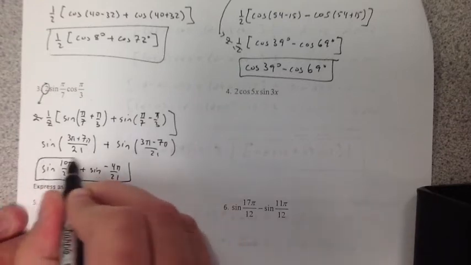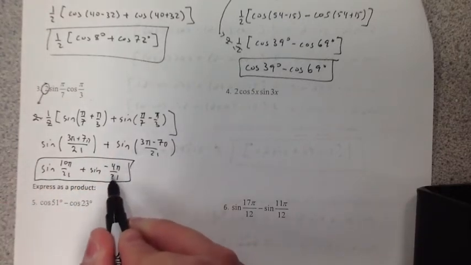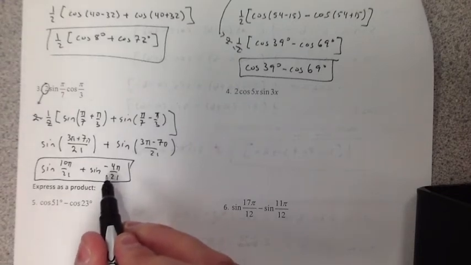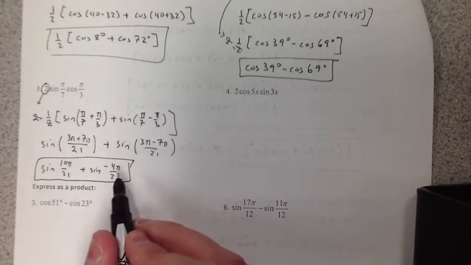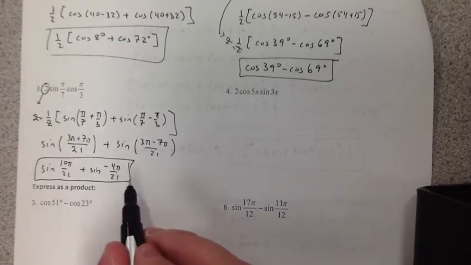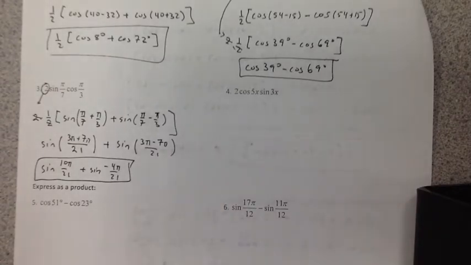Now, if you don't like that negative 4 pi over 21, you are able to rewrite that. Just add 2 pi to it. What you wind up with is 38 pi over 21. And that's okay to do. So just add 2 pi to this, and you'll get the same answer. Okay? But it's okay to leave it as negative if you want.